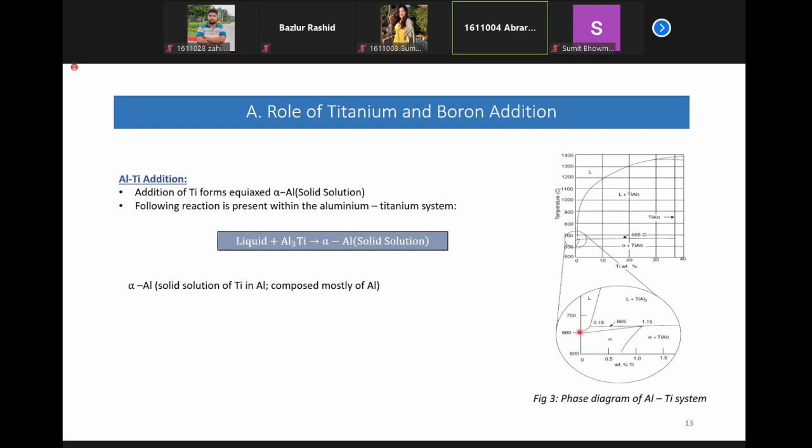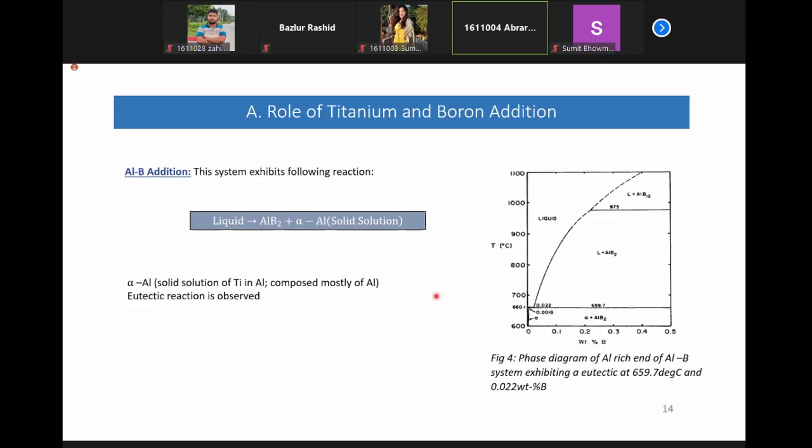When you have very low concentrations of titanium, then at the casting temperature the entire melt will be in the liquid phase, but increasing the concentration of titanium slightly will promote the formation of this alpha phase as we cool the structure. What happens is that this alpha phase will nucleate on top of the aluminum titanium particle. Additionally, when we add boron, they undergo a eutectic reaction that produces that alpha aluminum solution as well.